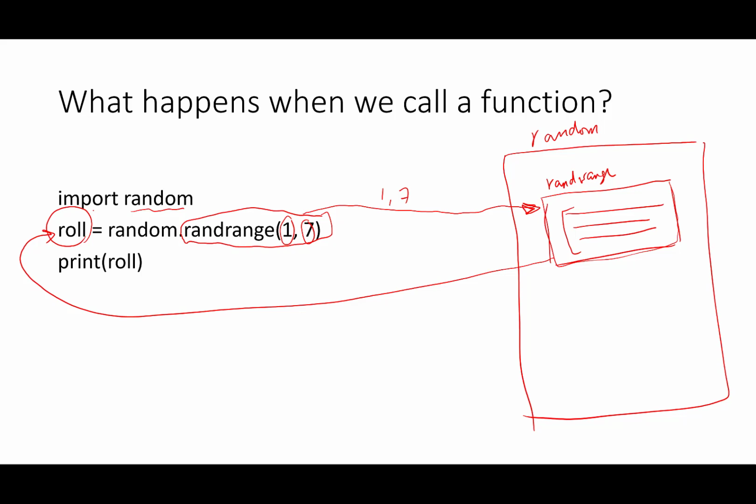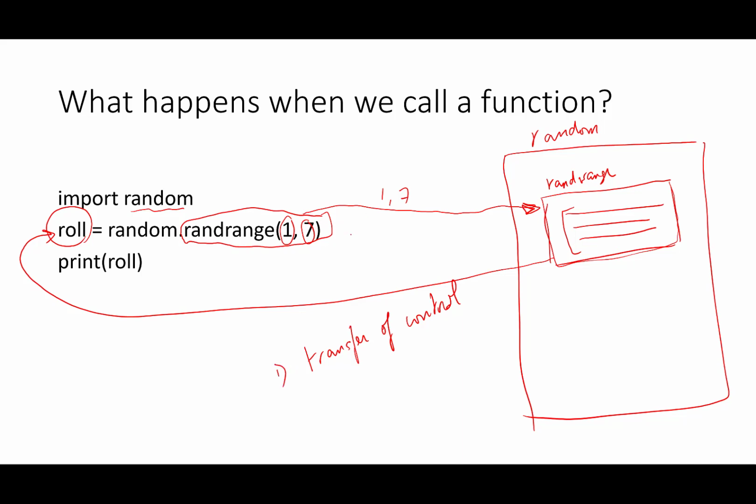So in essence, there are three elements to this. The first is that there's transfer of control. All that really means is that Python executes code within the rand_range function once we call it. So that's the first thing.